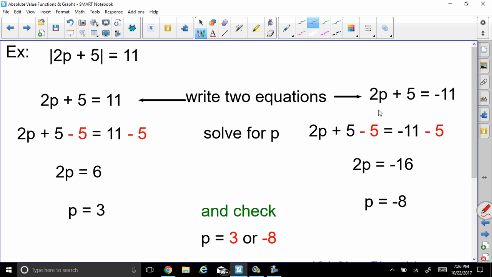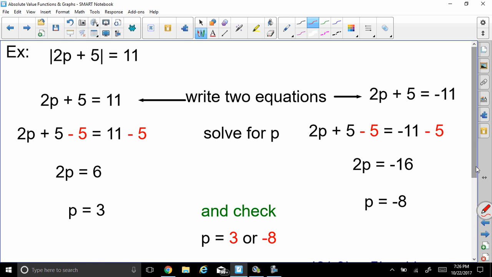Let's go to this equation where we have it set to negative 11. So let's subtract 5 from both sides. Negative 11 minus 5 would be negative 16, because you add the opposite of the 5, which is adding negative 5 to negative 11, which gives you a negative 16, and divide by 2. P is equal to negative 8. So we're saying the answers are 3 or negative 8.